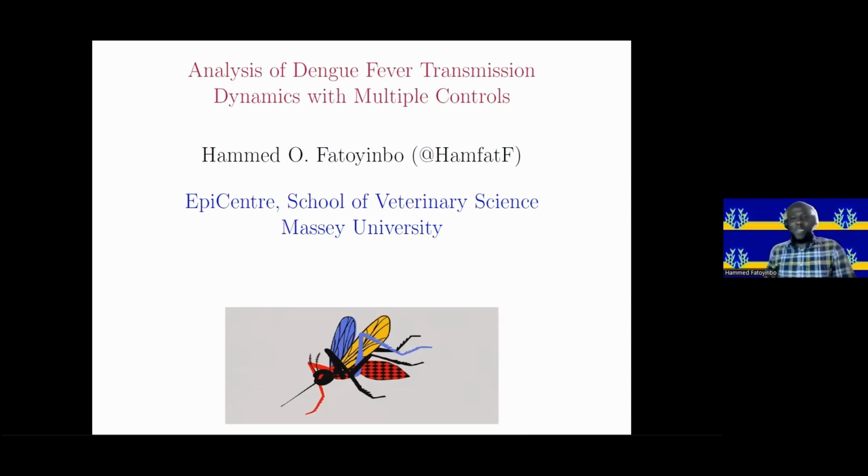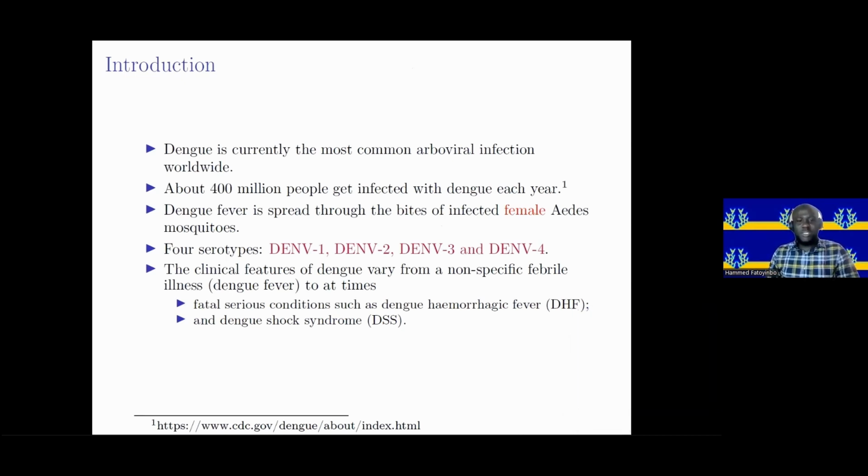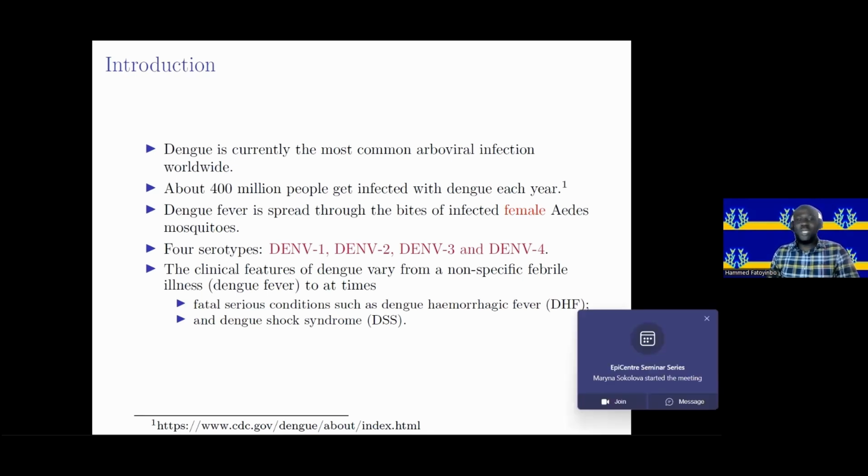Hello, good day, everyone. Thank you for making your way to my presentation. Today I will briefly talk about our previous work on the transmission dynamics of dengue fever. Dengue is currently one of the most common arbovirus infections worldwide. According to the CDC, about 400 million people get infected with dengue annually, and the spread of dengue is through the bite of infected Aedes mosquitoes.